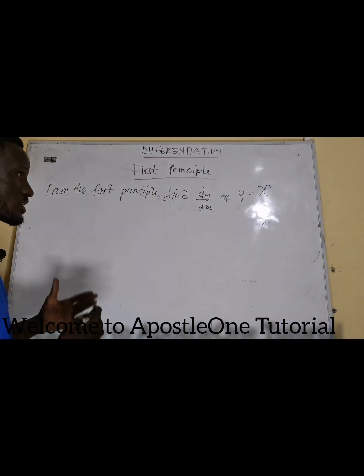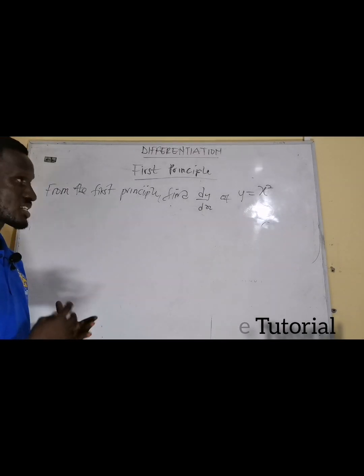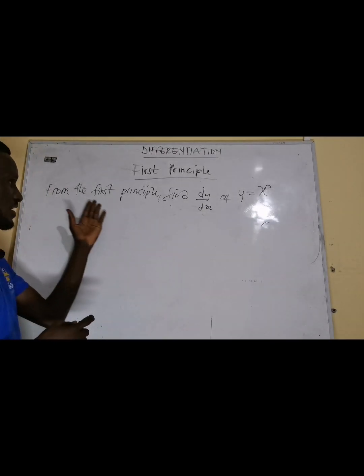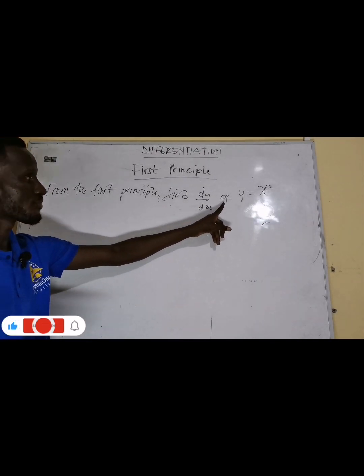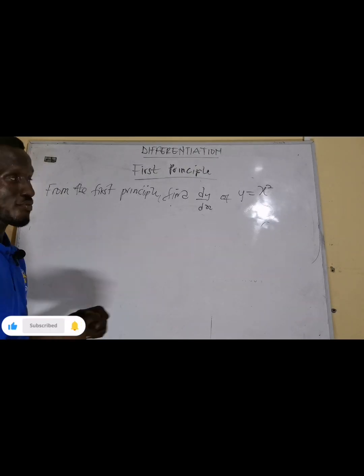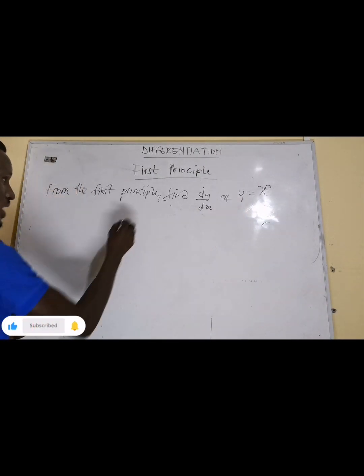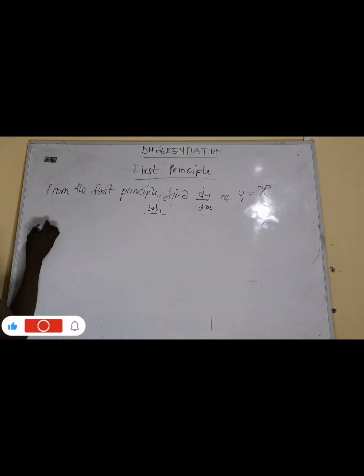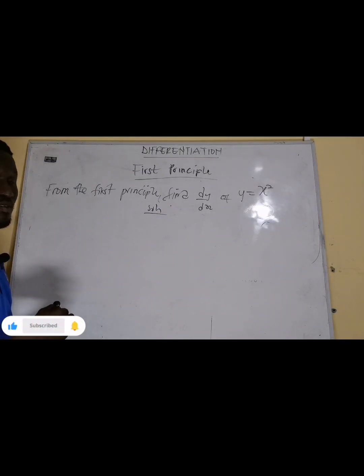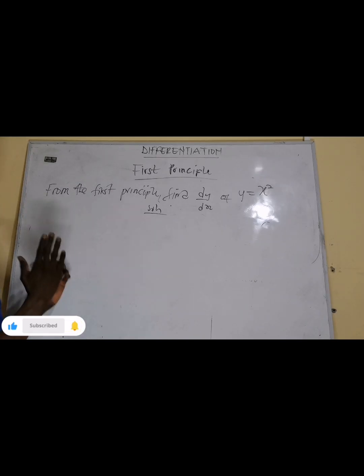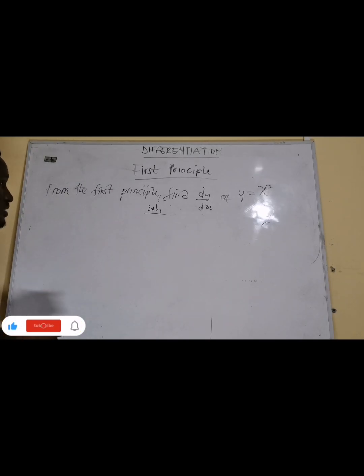Now this is another question that will broaden your understanding of the first principle. Using the first principle, we should find dy/dx of the function y equals x squared. As usual, if this is the first time you're listening, go and watch the introduction and the proof of the first principle before you come here.